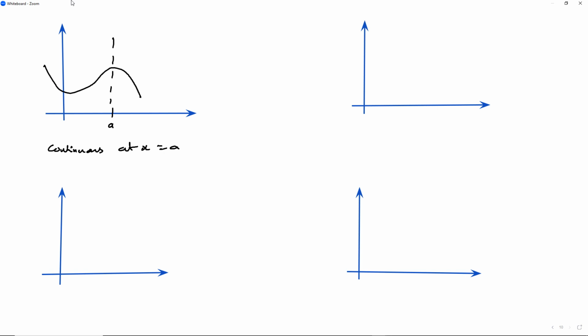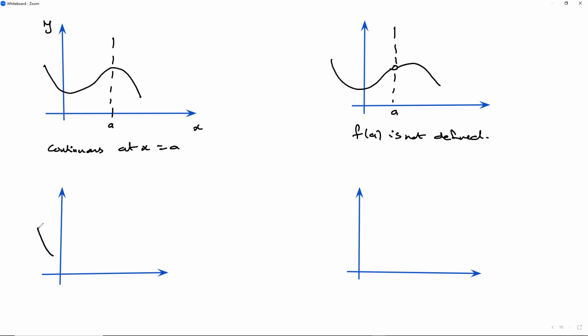This is my y-axis and this is my x-axis. Then I've got another graph which does this, but then it stops there and then continues that way, and that is at A. In this one here, we can see that f of A is not defined. So that means it has no y value for the A value. So in this case, it's not continuous because the y value doesn't exist.